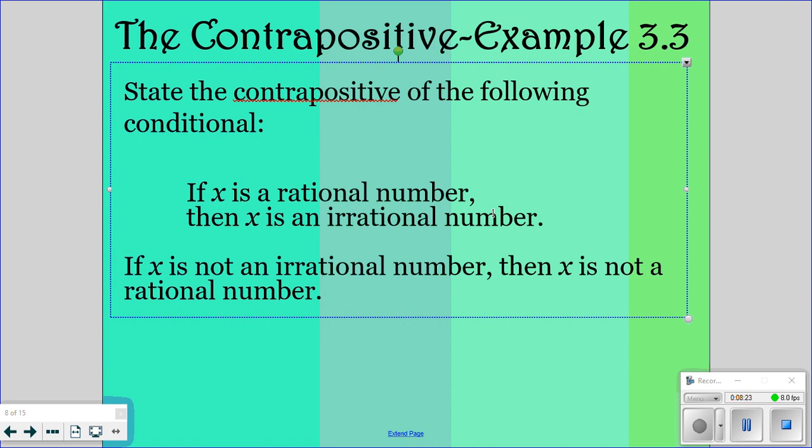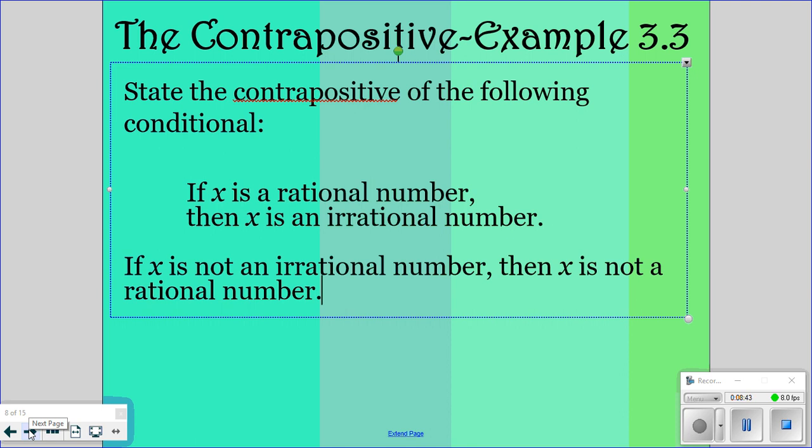So I could tell you that all chickens have 10 legs, or if all chickens have 10 legs, then Henny Penny is a chicken. And then you're supposed to make the contrapositive of it. Obviously, chickens don't have 10 legs. It's not important. They're just wanting you to understand how to make a contrapositive statement.